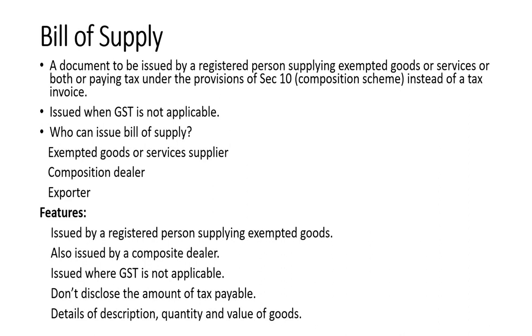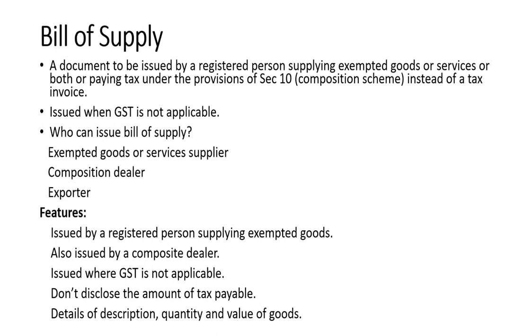So a bill of supply is nothing but a document to be issued by the person supplying exempted goods or services or both, or paying tax under the provisions of section 10, that is the composition scheme, instead of a tax invoice. In other words, it is issued by a composite dealer or the dealer who is involved in exempted supplies. So such a person will issue the bill of supply.